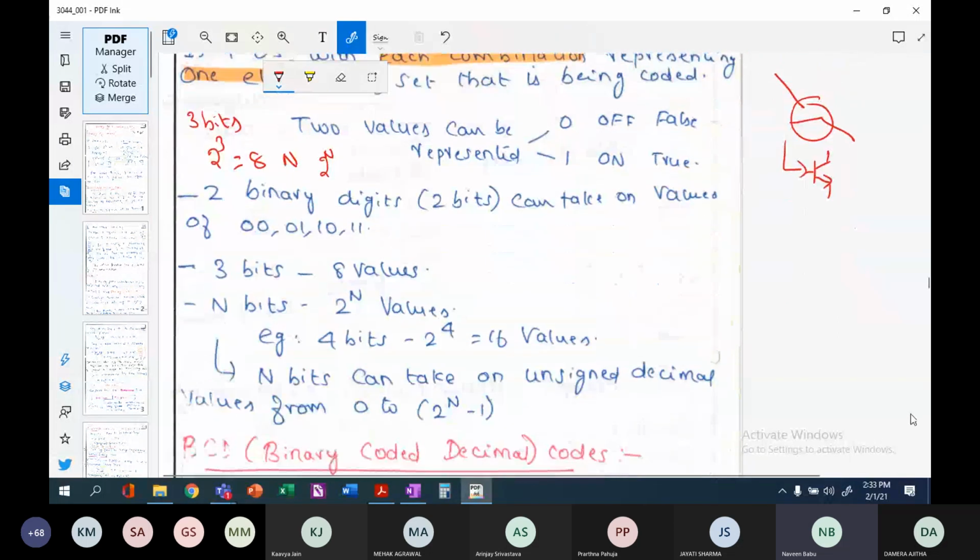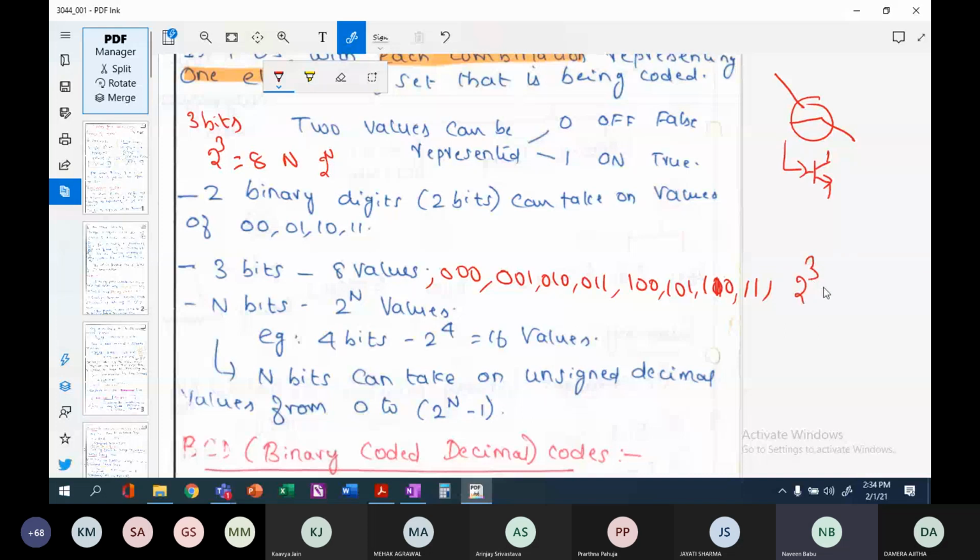If I have 2 bits, the possible values are 00, 01, 10, 11. When I say I have a 3-bit architecture, the possible combinations are 000, 001, 010, 011, 100, 101, 110, and 111. So 8 different values are possible. If I have n bits, then 2 power n values. For example, with 4 bits, a total of 16 values are possible. Here also 2 power 3 is 8, that is how 8 different combinations are present here.